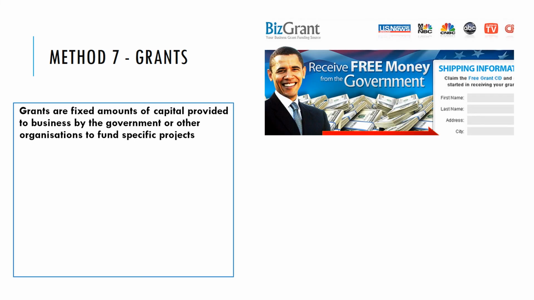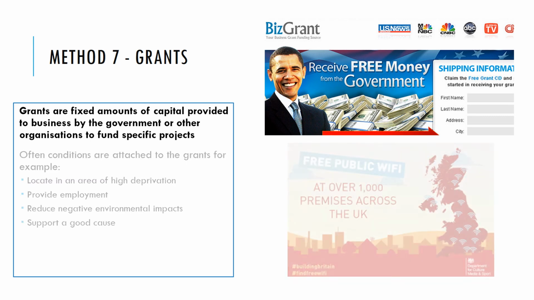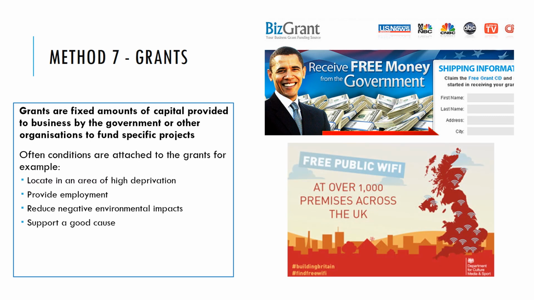Method 7 is grants, and grants are fixed amounts of capital provided to the business by the government or perhaps other organisations like the EU to fund specific projects. Often conditions are attached to the grants, so maybe the business has to locate in an area of high deprivation to provide employment, or maybe they have to reduce any negative environmental impacts of what they're doing. For example, businesses in the UK have recently been entitled to grants that help them install Wi-Fi in their premises.